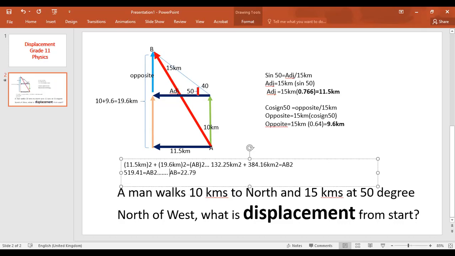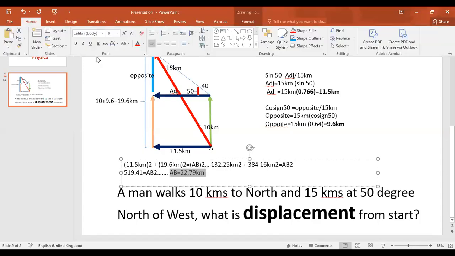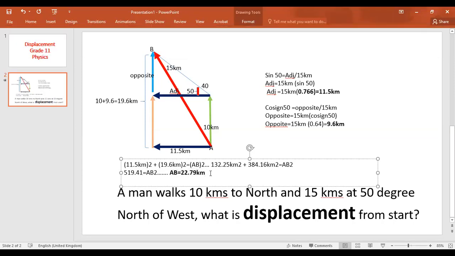Okay, this is 22.79 kilometers. This is 11, this is 19, and this is 22.79 kilometers. Now we have got the distance. What about the direction? I mean the angle, because it's not displacement. Now we need to add the angle, because this can be east or west, they are not the same. See, distance in all the directions can be the same, but displacement is not the same.